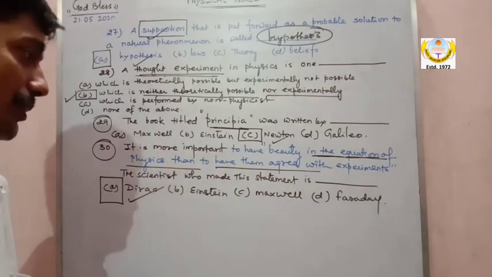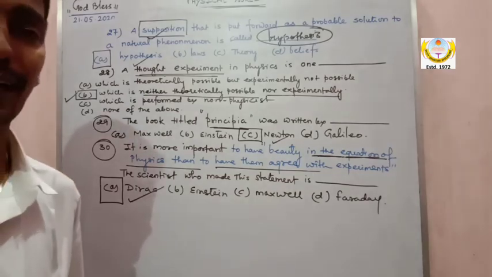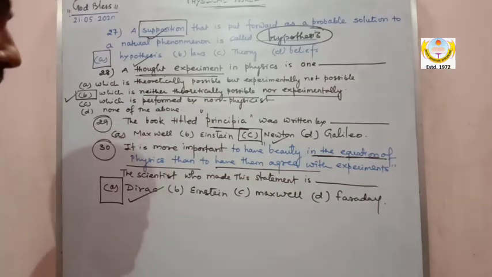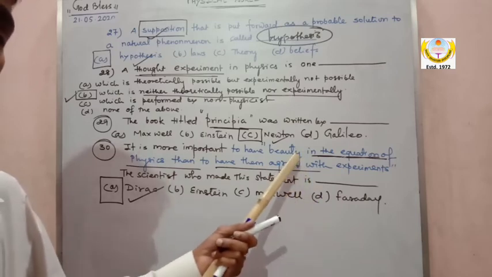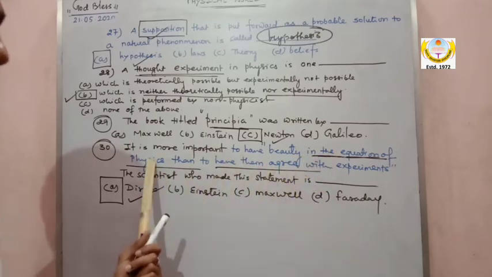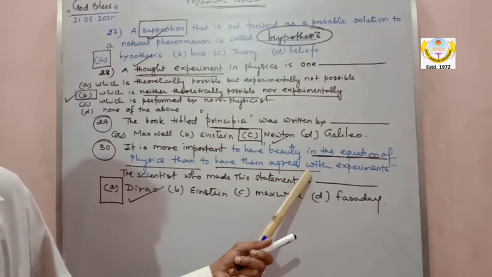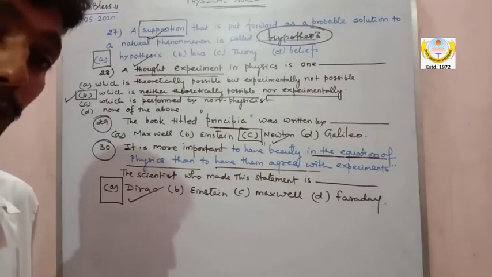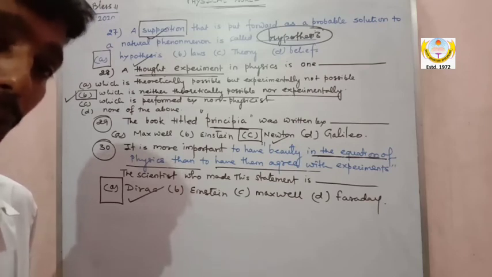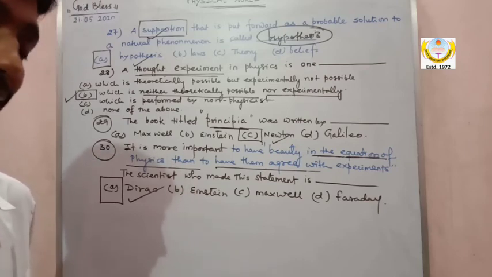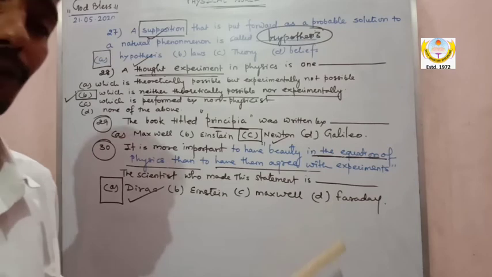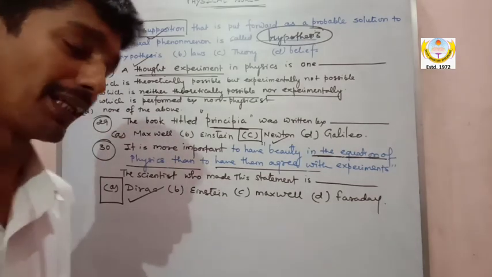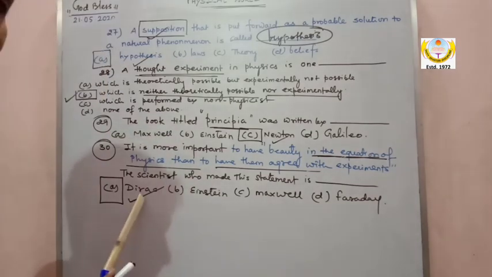Am I clear? So remember, Dirac was the scientist who said this, who felt it is more important that the beauty of physics is in the equations of physics as compared to the experiment to prove it. It will be proved by equation. It will be much more beautiful, much better than proving anything by experiment. This was well said by a great scientist, and the name of the scientist was Dirac.